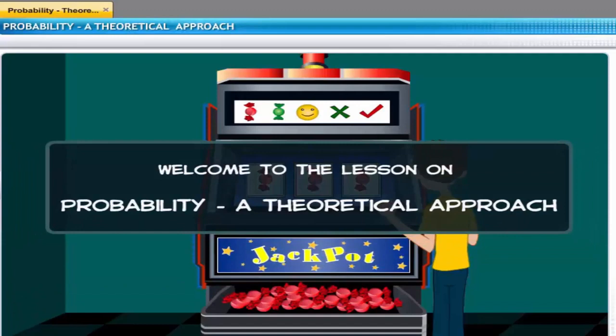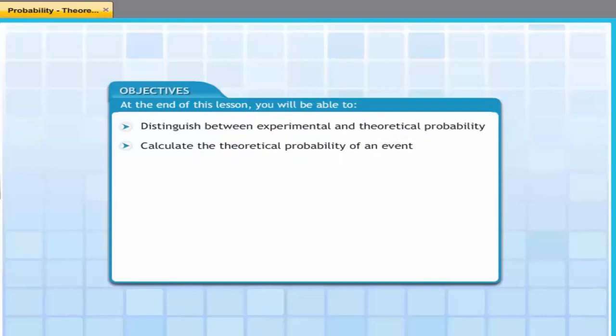Welcome to the lesson on probability, a theoretical approach. At the end of this lesson, you will be able to distinguish between experimental and theoretical probability. You will also be able to calculate the theoretical probability of an event.